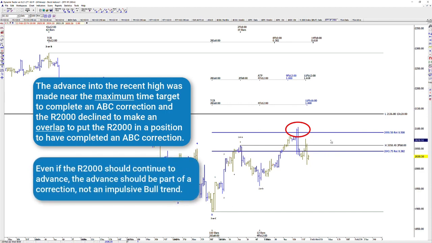That was a typical wave 4 target. And we made the top, so far at least, within 1 trading day, not just of a time factor, within 1 trading day, within a few 240-minute bars, of what should be the maximum time on the upside if this market is making a correction. And then from that area came down and traded into the overlap range, indicating that indeed this is a correction and it's in a position to have completed an ABC correction. That's what I know.